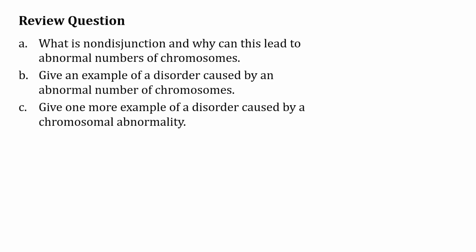All right, that's going to wrap it up here for Chapter 13, nice and short and sweet. Here are some review questions to think about. What is non-disjunction and why can this lead to abnormal numbers of chromosomes? Give an example of a disorder caused by an abnormal number of chromosomes. And then give one more example of a disorder caused by a chromosomal abnormality. So this would be either a duplication, deletion, inversion, or translocation. Think about these and try to answer these, and that is going to wrap us up for Chapter 13.